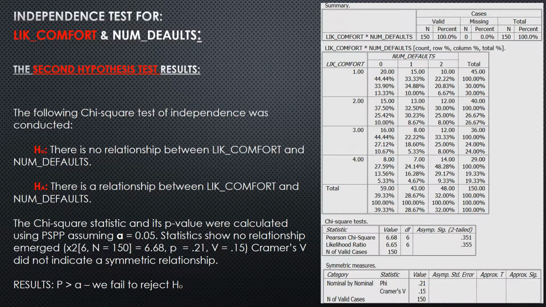So looking at the second test of comfort and number of defaults, again, we have a p-value that is larger than the alpha. So we fail to reject the null hypothesis once again. I have included the statistics down here in APA format for your viewing.